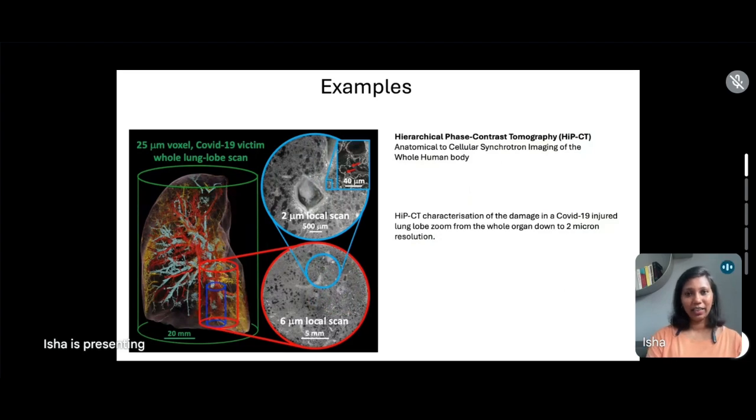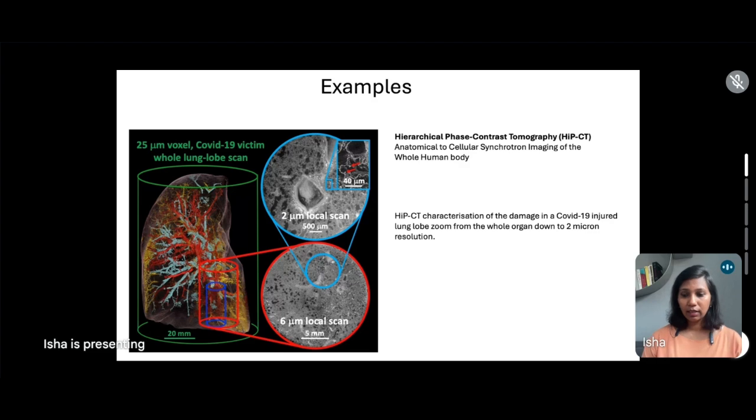Then there's a very cool new technique which we are not doing at Max 4 yet. We still need funding for that, and this has been developed at ESRF. ESRF is in France. I forgot to write the name, but yeah. And this technique was developed with funding from the Mark Zuckerberg Foundation.